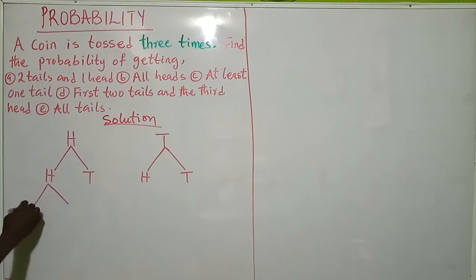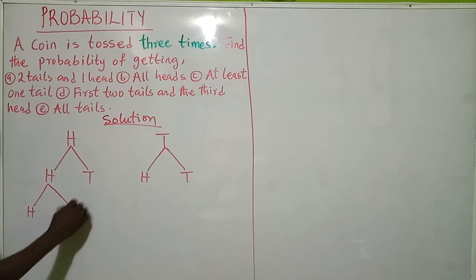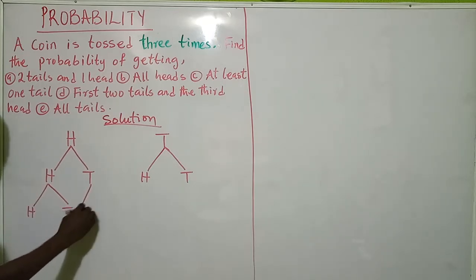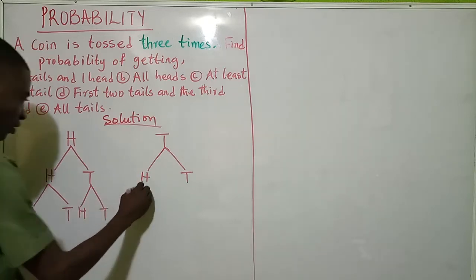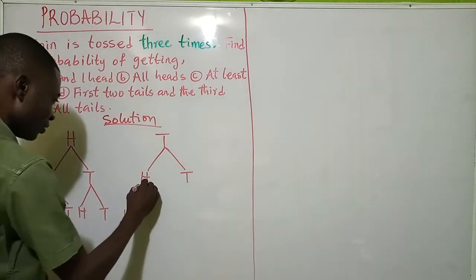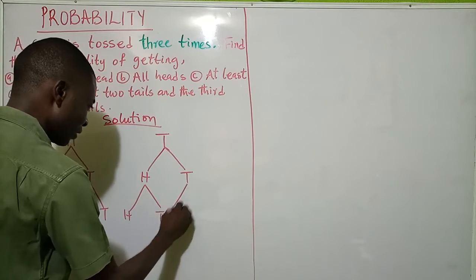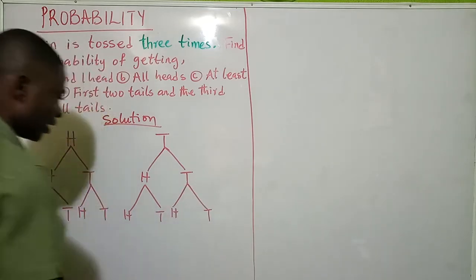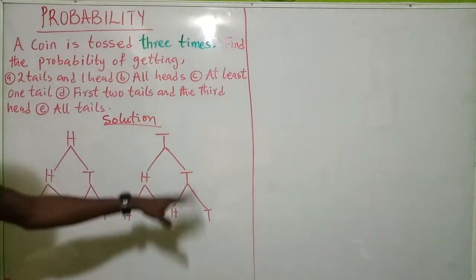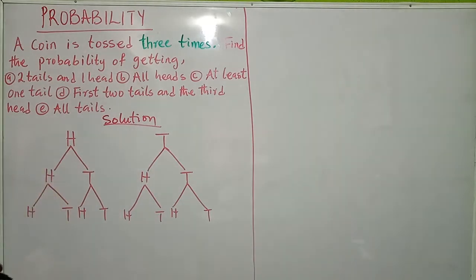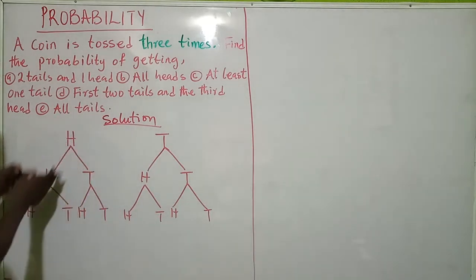Toss again. You're going to get either head or tail. Again, either head or tail. So these are all the possible outcomes. Now what do we do next? We now have to bring all this out.